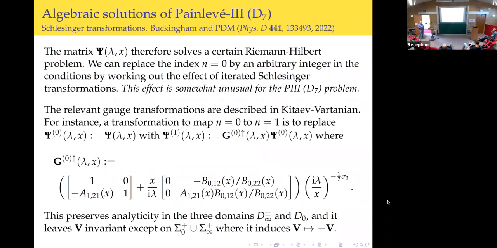So what we've shown here is that this matrix psi solves some kind of a Riemann-Hilbert problem in the complex lambda plane. And that was something that we worked out for the index n equal to 0.